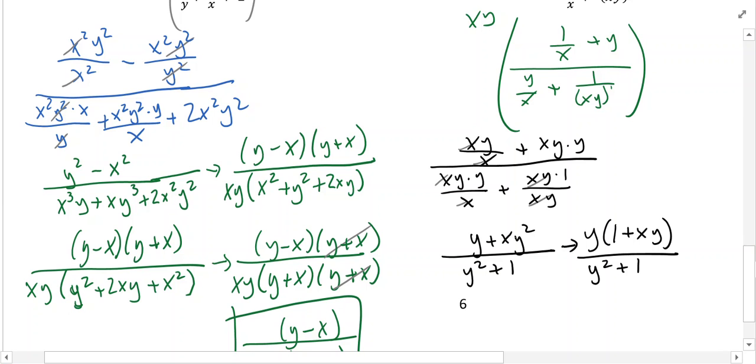The reason you wanted to factor out this GCF is because you always want everything fully simplified. So here is your final answer.